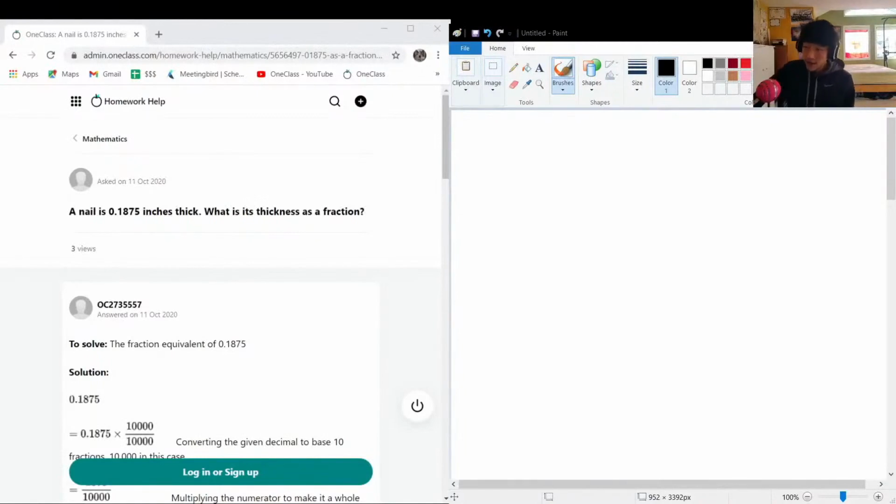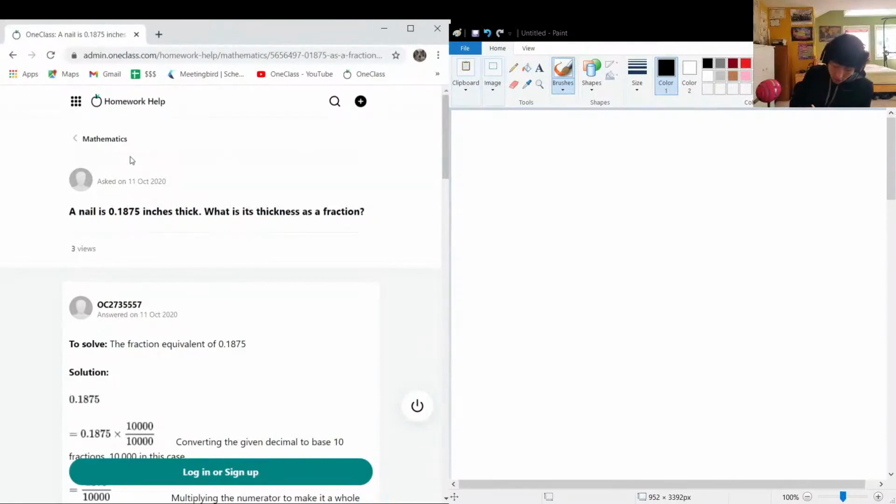Okay, so the next question that we got on the menu today is asking us if a nail is 0.1875 inches thick, how do we get the thickness as a fraction? Which is pretty much just saying, how do we convert this number into a fraction? Fairly straightforward process. I'm going to show you exactly how we can do that quickly and easily.